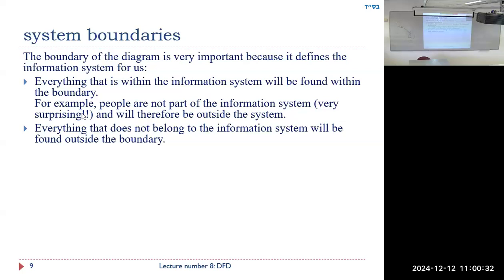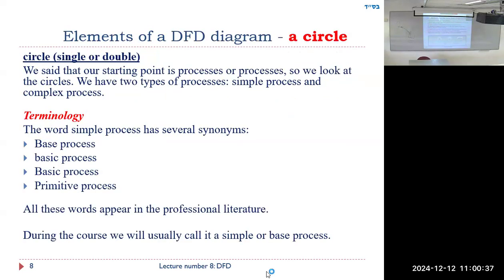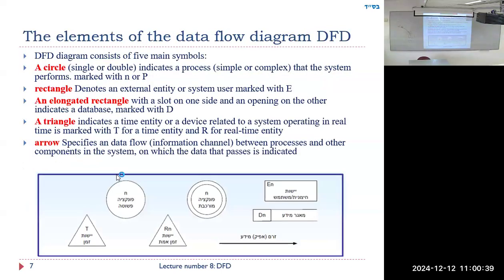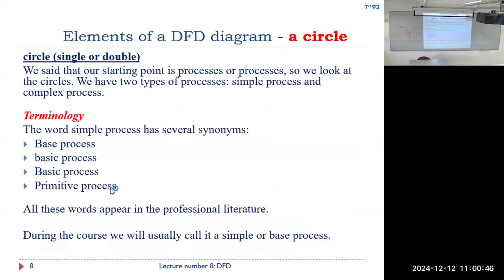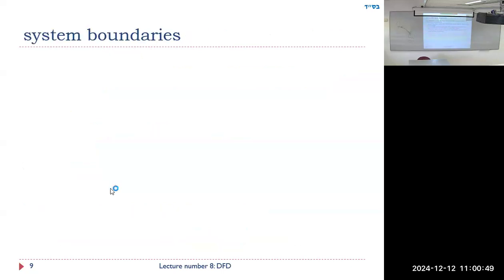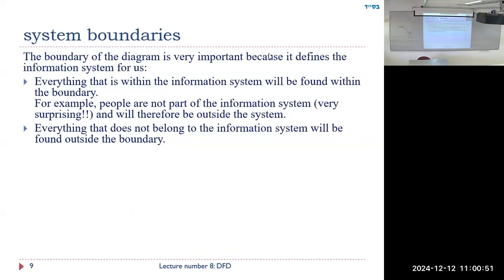System boundaries. There's also another part of the diagram, which is the boundary. Many of these elements, not all of them, but most of these elements, are inside the boundary. The boundary is like a border, exactly like that dark line. The boundary defines that everything that is within the information system will be found inside it. For example, people are not part of the information system, even though that is very surprising. Why is it very surprising?